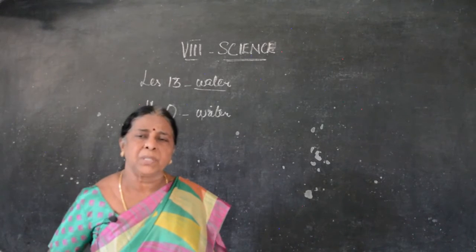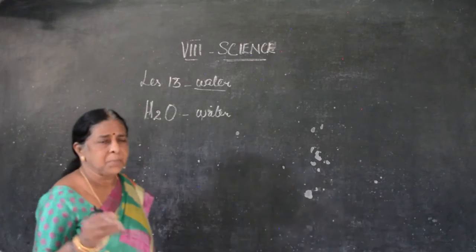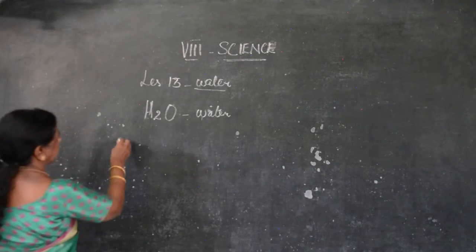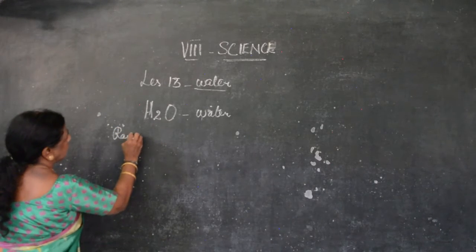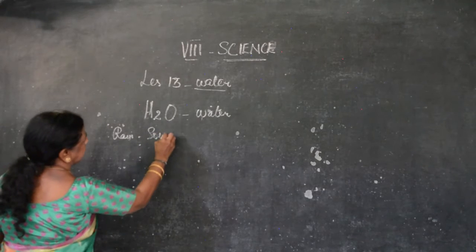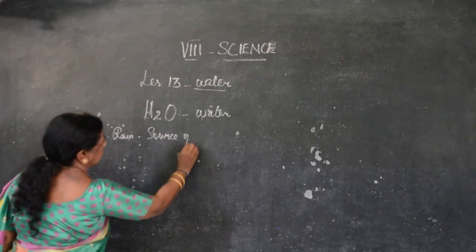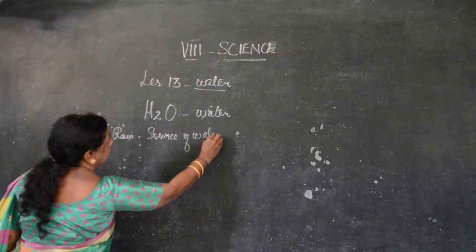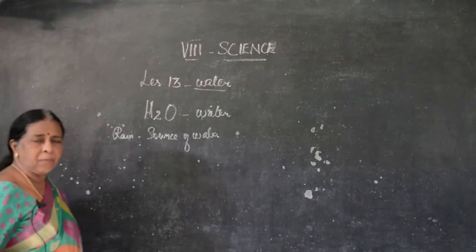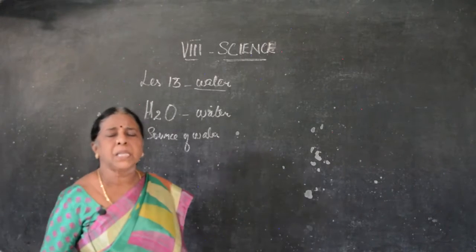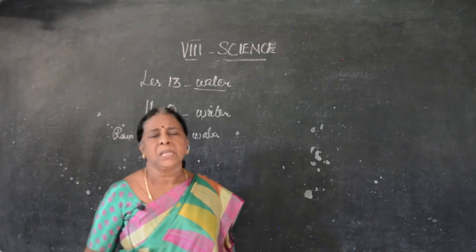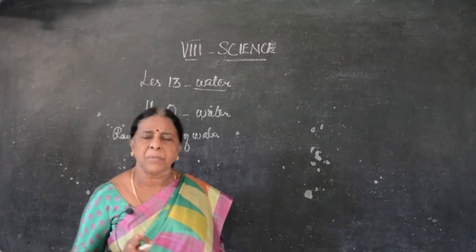What's the main source of water? Rain. Rain is the main source of water. Source means from where it originated. Rain is the main source of water, that is drinking water. Sea water also. Even our world, three-fourths of the world, is made up of water.